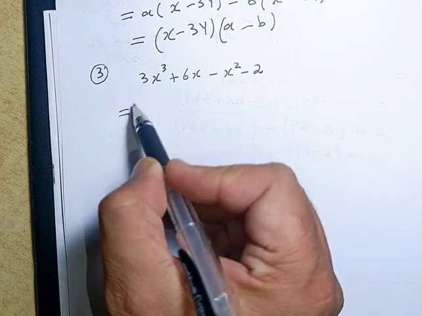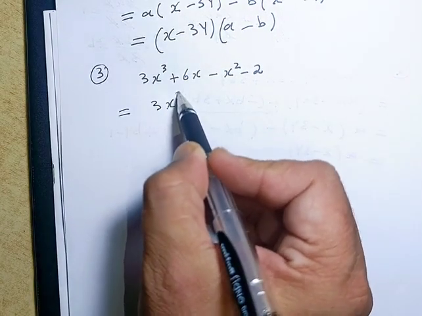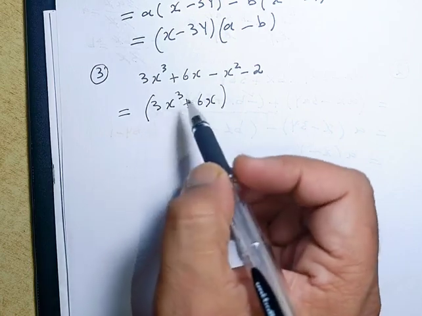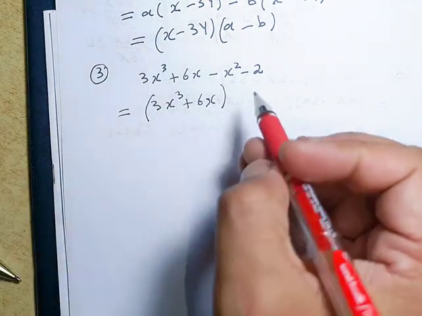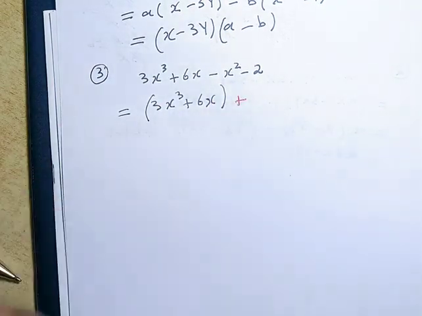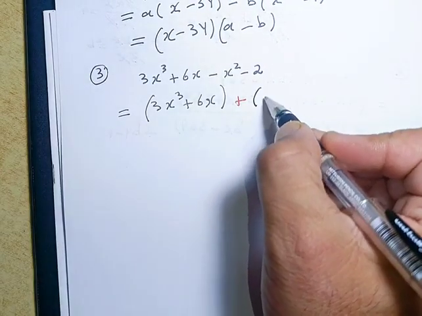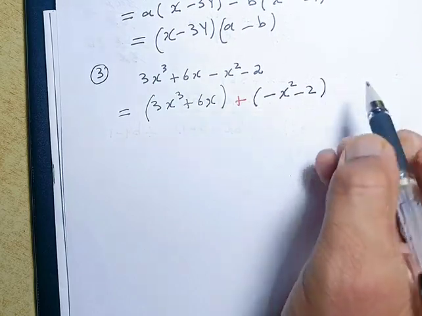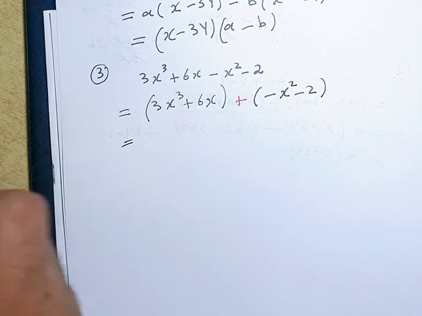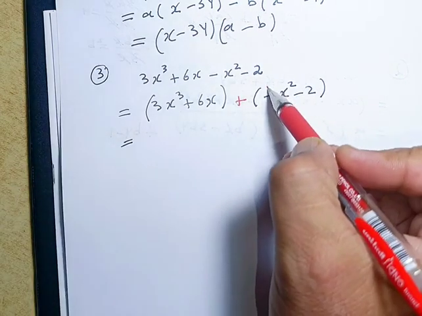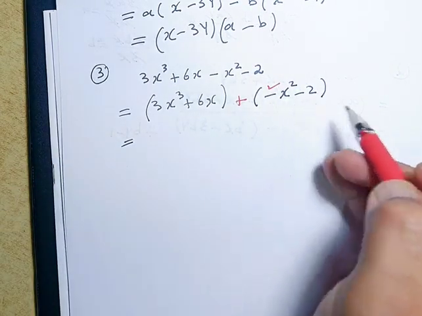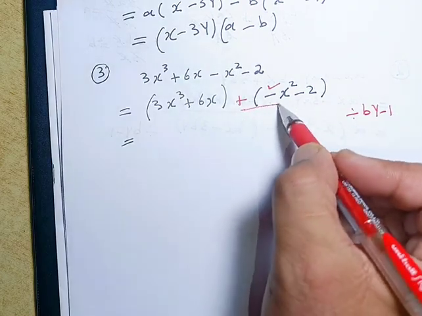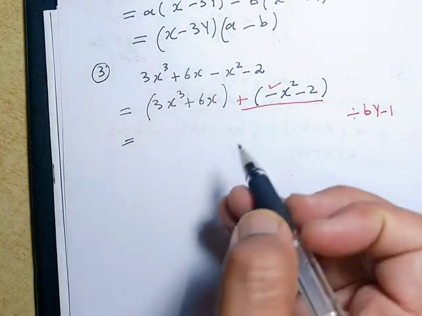So this equals 3x^3 + 6x. This is going to be my first group, and then plus, now my second group, second bracket: -x^2 - 2. Now I can see here I have a negative sign in the second bracket first, so I have to divide this whole second expression, second bracket, by -1.